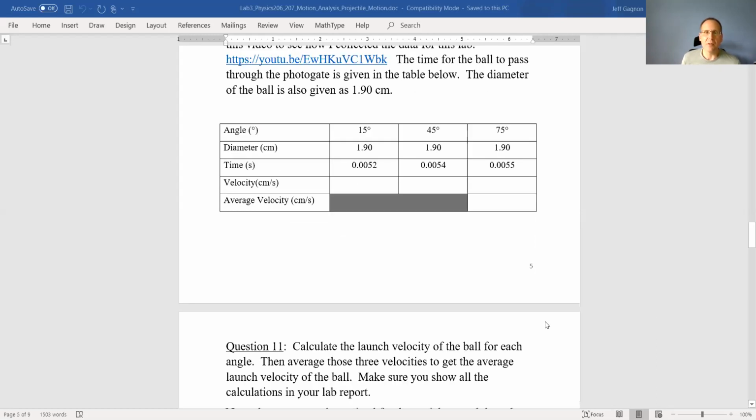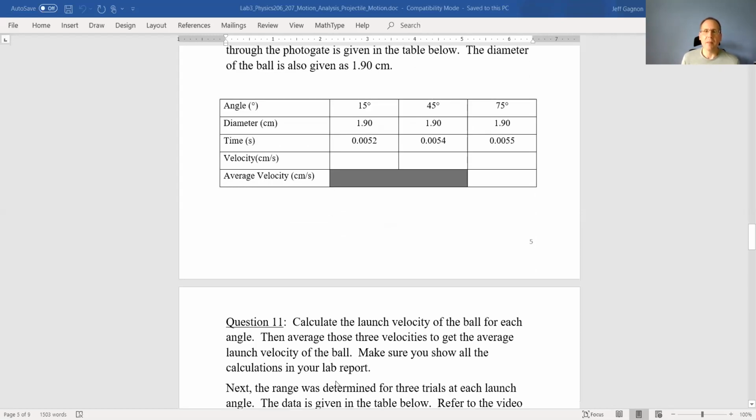So the first thing that you guys have to do, and this is question 11 here, is calculate the launch velocity for each of these 3 angles. So how do you do that? Well, the velocity is going to be the diameter divided by the time it took the ball to pass through the photo gate, right? So it's 1.90 divided by 0.0052. That'll be your launch velocity for the 15 degrees. Then do the same thing for 45, same thing for 75.